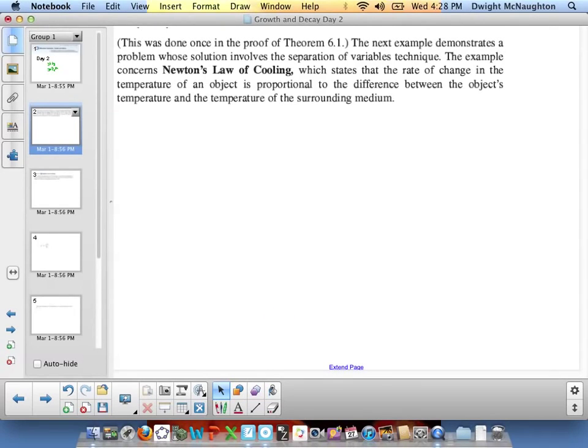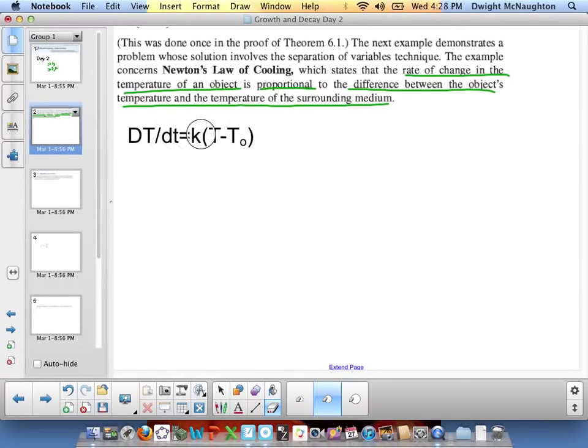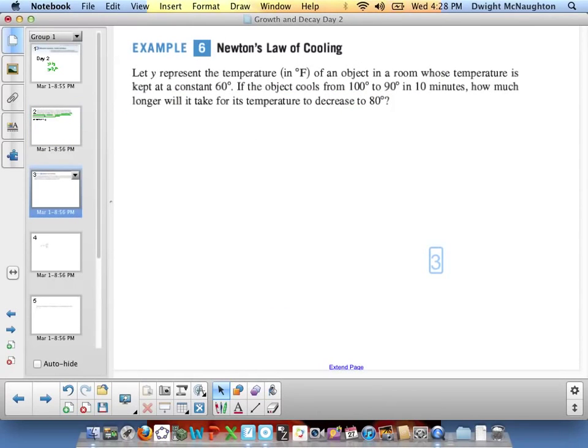One of those is Newton's law of cooling. Newton's law of cooling states the rate of change in the temperature of an object is proportional to the difference between the object's temperature and the temperature of the surrounding medium. In a nutshell, dT/dt, the change in temperature with respect to time, equals k times the difference in the temperature, T minus T sub 0. We're going to use that equation to solve some differential problems, some growthy problems.